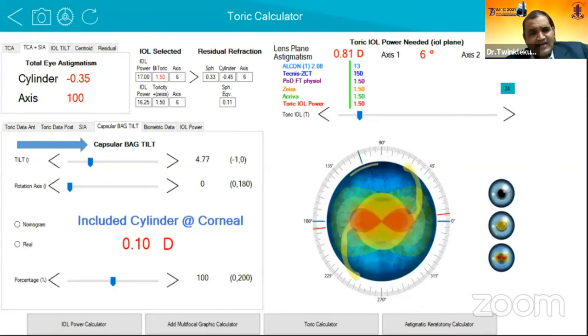Another good feature of the Panacea calculator is that it is considering a capsular bag tilt factor. So in our next lecture, we are coming up with how the capsular bag tilt factor has to be considered in the TORIC calculator. And this is the first TORIC calculator which has incorporated the capsular bag tilt factor.